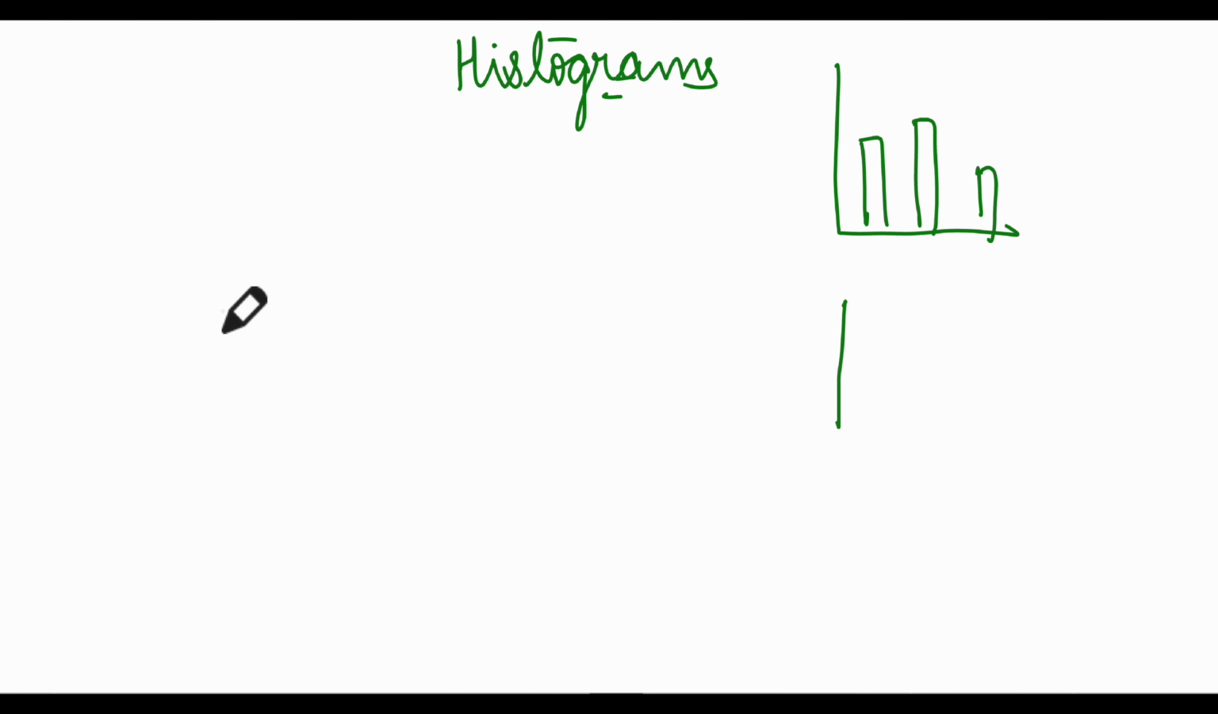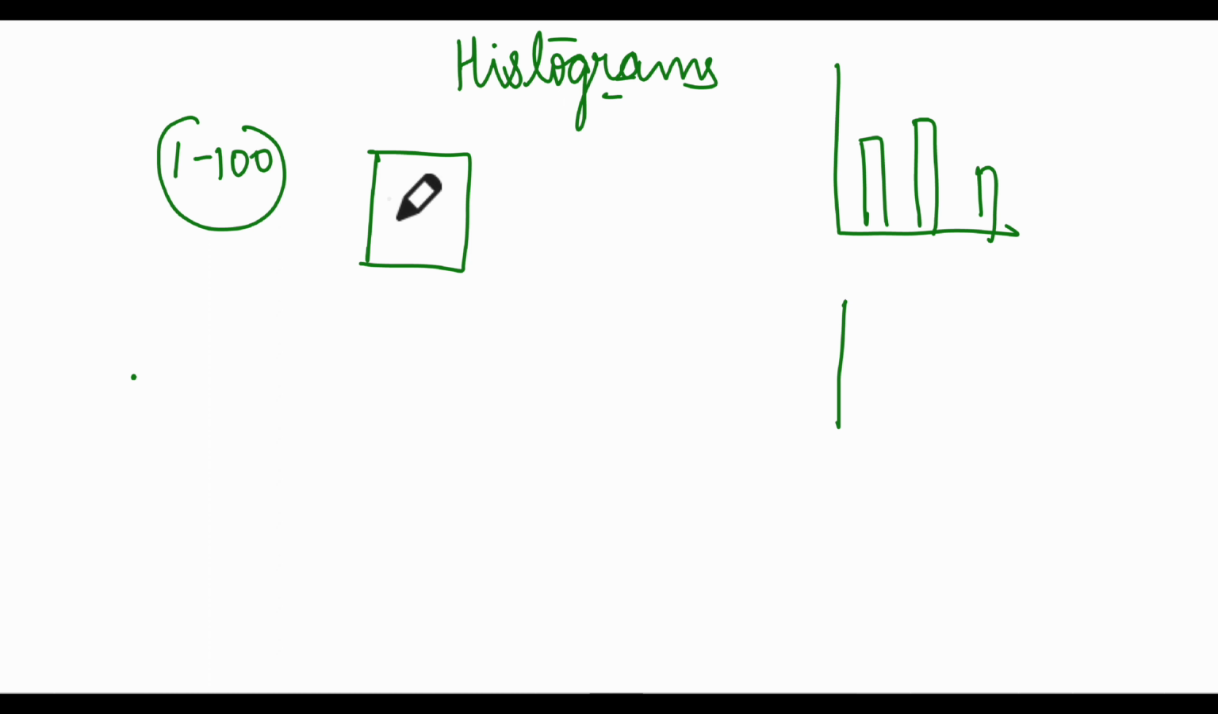For example, let's say you have numbers 1 to 100 written on chits placed in a box. Every time you pick a chit, you write down the number. Now let's say you do this process 1,000 times. Each chit could be from 1 to 100, and every time whatever number comes, you write it down.